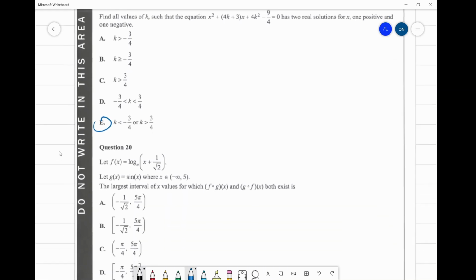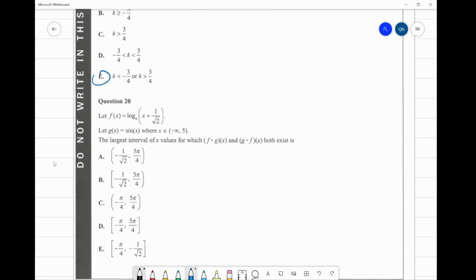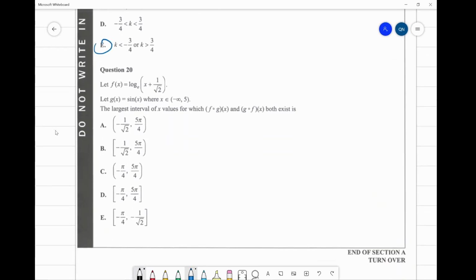Last question, question 20. Let f of x be equal to this log boy thing. Let g of x be sine of x. Oh, this is reminding me of 2020 all over again. The largest interval for x, the x values for which f after g and g after f both exist is.